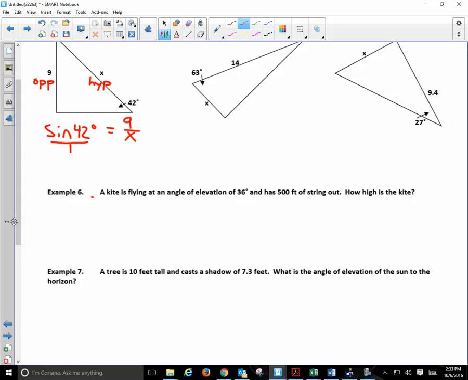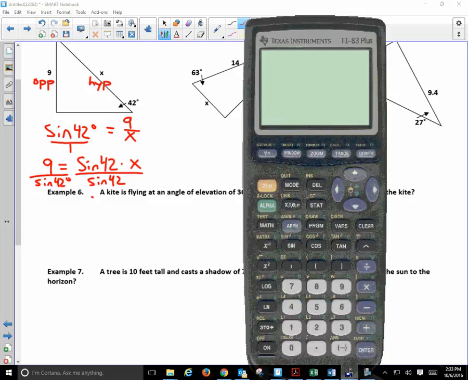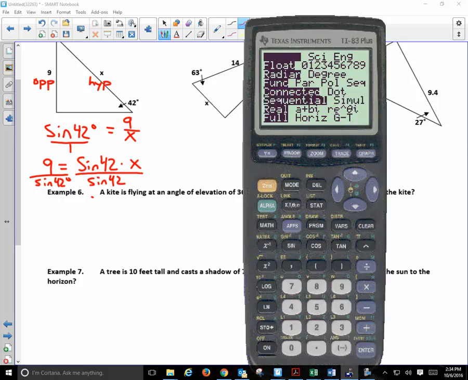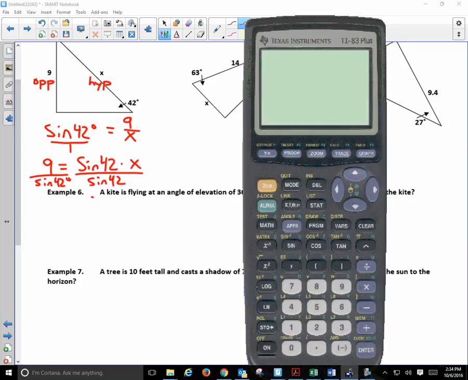And I always cross multiply. What is 1 times 9? 9 equals the sine of 42 times x. How will I solve for x? Divide by the sine of 42. So I'll take my calculator. Should I be working in radians or should I be working in degrees? Degrees. I go to mode, I go down, I select degrees. Anytime you're solving right triangles, you will always be in degrees. And I take 9 and I divide it by the sine of 42. You can see that I get 13.45.